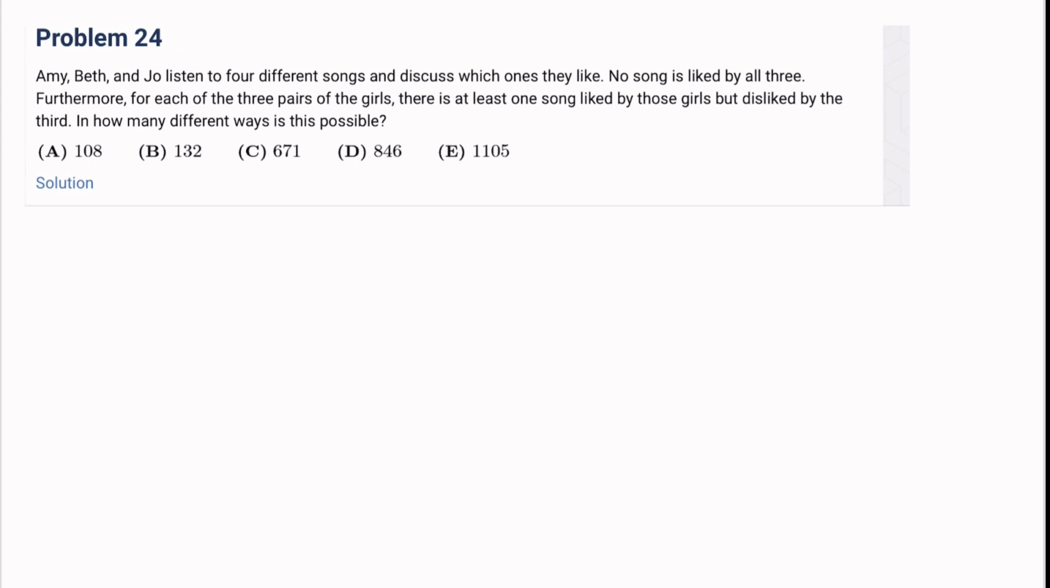Number 24. Amy, Beth, and Joe listen to 4 different songs and discuss which ones they like. No song is liked by all 3. Furthermore, for each of the 3 pairs of the girls, there is at least one song liked by those girls but disliked by the third. In how many different ways is this possible?